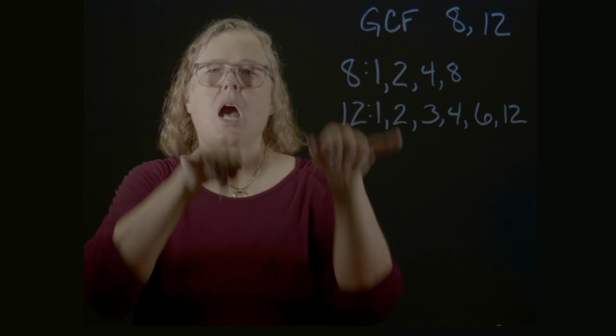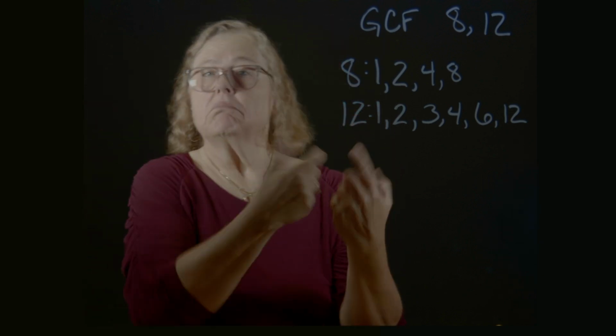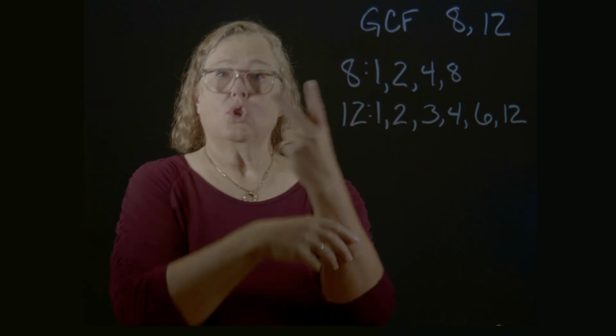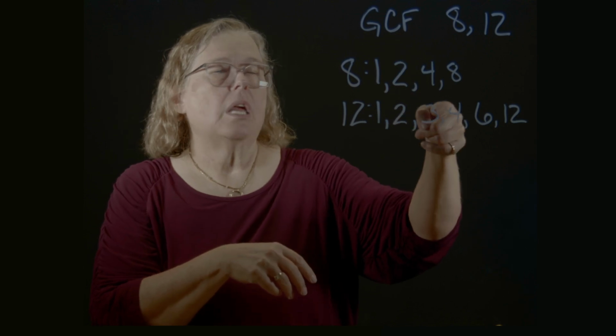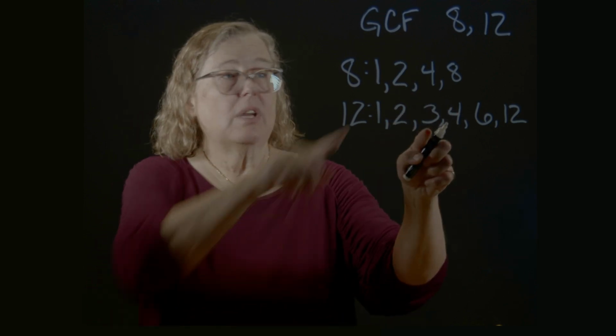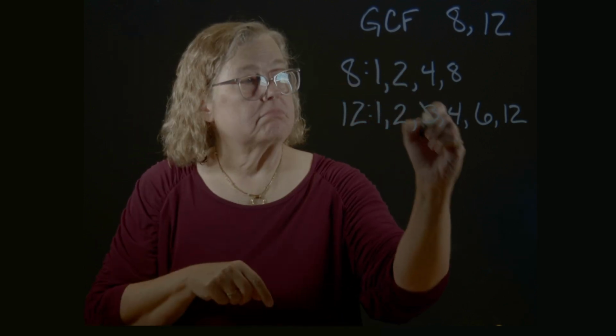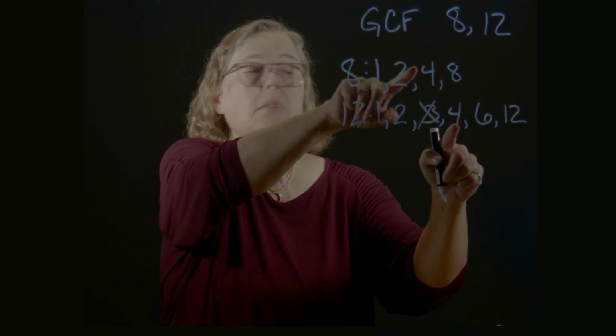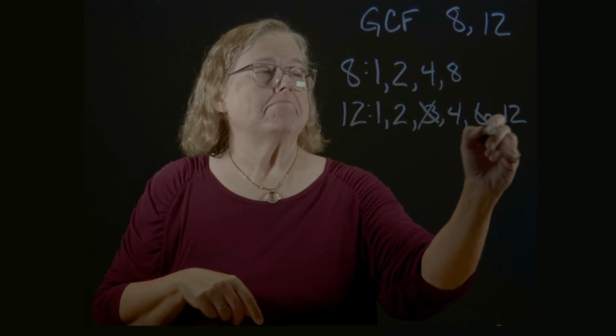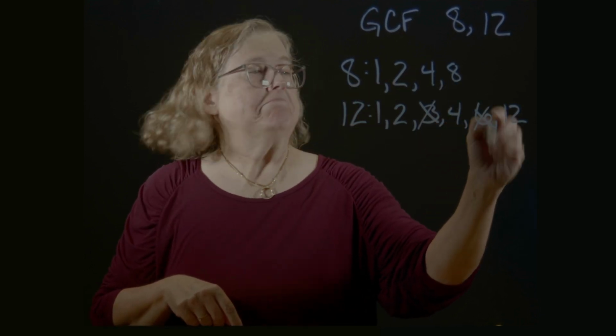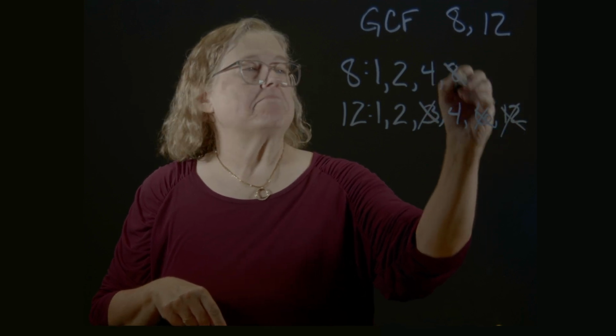Greatest, I'm going to set that aside for just a minute. Common. I want to see what factors we have in common here. They both have 1s. They both have a 2. Oh, nope. The 8 doesn't have a 3, so we're going to cross that off. It's not common. They both have 4. They both do not have 6. They do not have 12. They both do not have 8. We can cross those off.